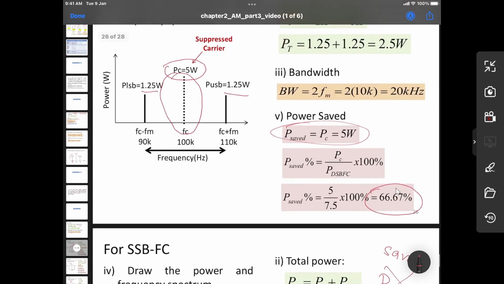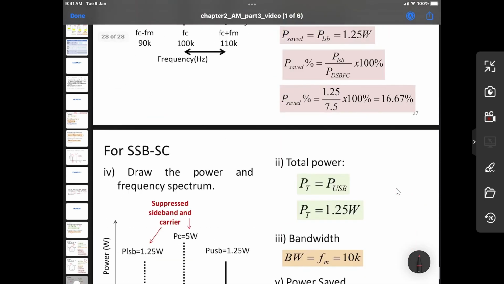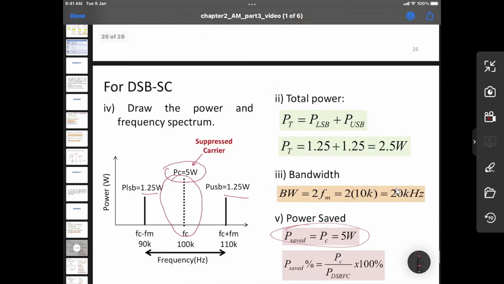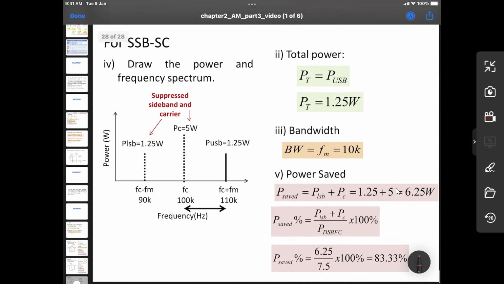But previously, if you suppress the carrier, you can save 67%. So see how much you can save. Okay, if you suppress both carrier and one sideband, you see the percentage that you can save is up to 83%. So you can see that you can save the power if you introduce the suppressed carrier or suppressed sideband. So yeah, that's all for today. We finish with this AM.